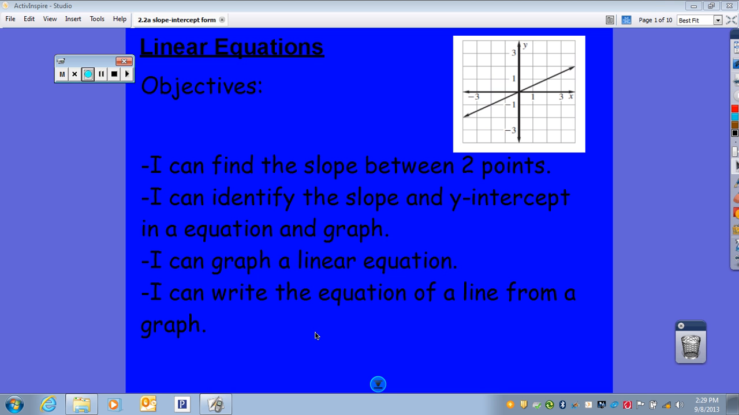In today's lesson, we are working on linear equations. Our objectives will be to be able to find the slope between 2 points, to identify the slope and the y-intercept from an equation and a graph, to graph a linear equation, and to write the equation of a line from a graph.